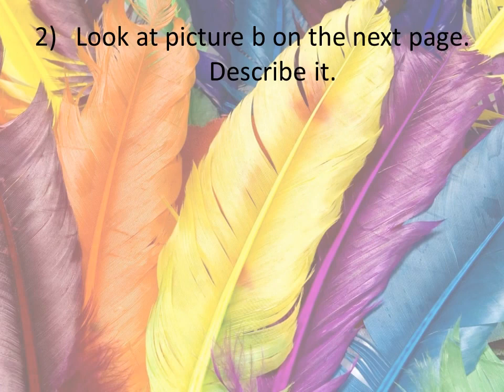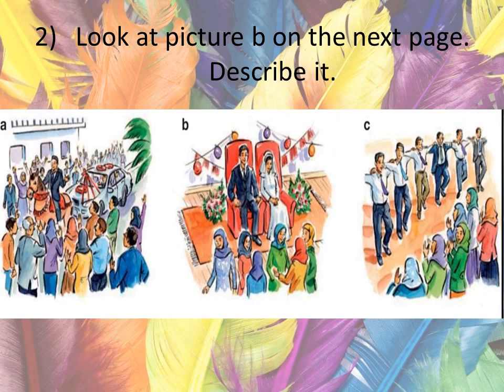Now look at picture P on the next page and describe it. You see page 41. We have 3 pictures here, A, B, and C, and all of them talk about a wedding party. Now picture P in particular, what do you see here in the picture? Yes, we have a groom and the bride. What are they doing? Yes, they are sitting on 2 red chairs. And we have some women here. What are they doing? Yes, they are singing, dancing, or chatting. And of course, we have balloons, we have flowers. So this is a Palestinian wedding.